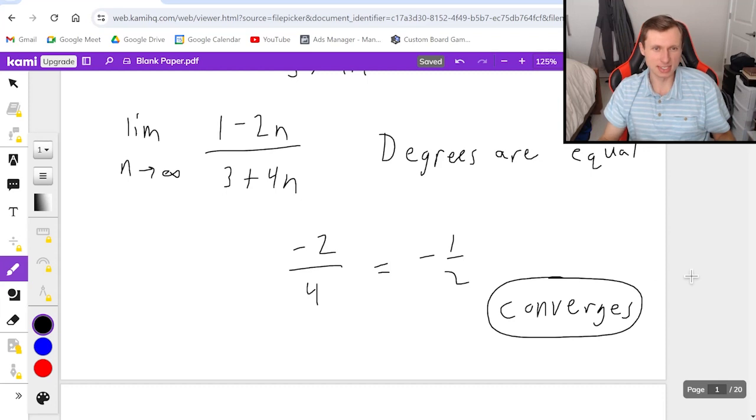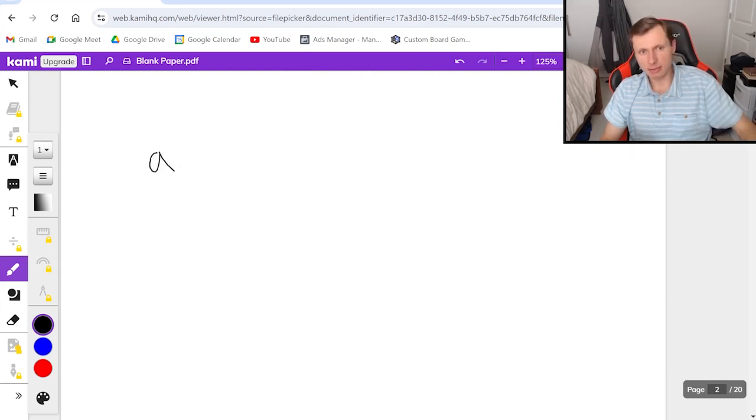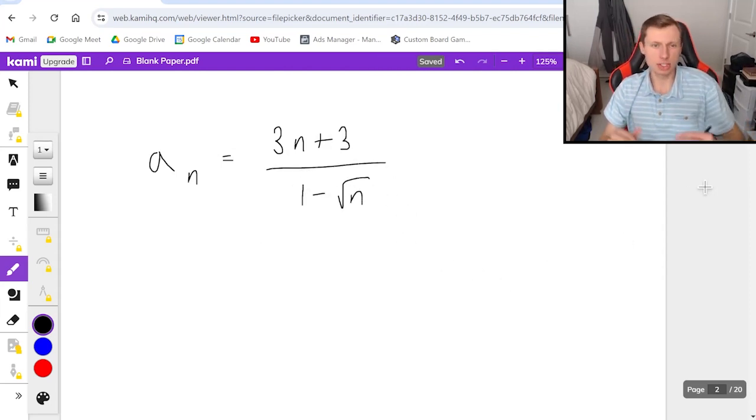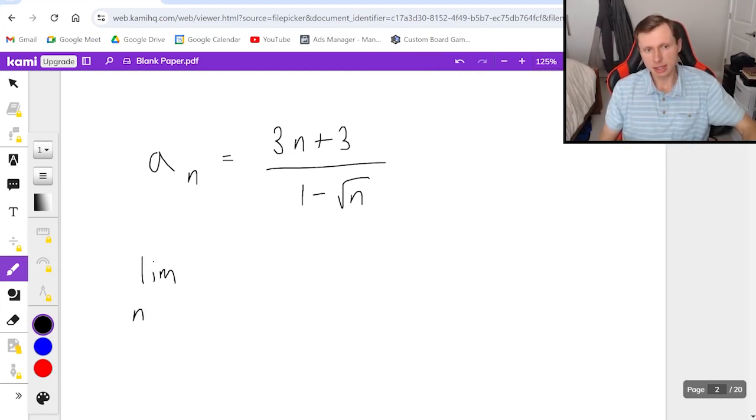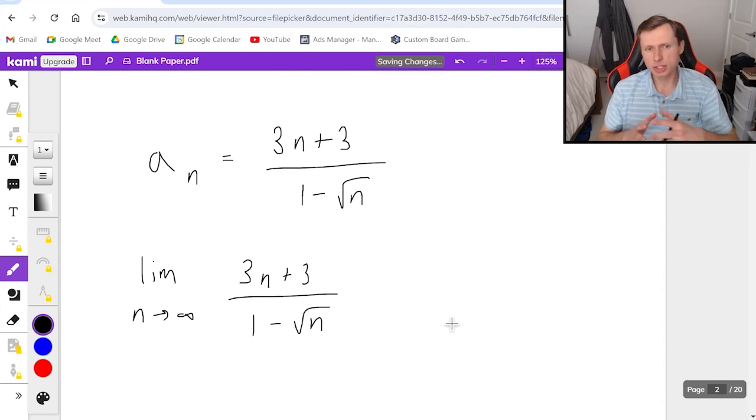This is still sequences. Okay, next one, I have a sub n equals 3n plus 3 over 1 minus root n. Go ahead, give this one a try now. Okay, so here's the solution. Take the limit as n goes to infinity, 3n plus 3 over 1 minus root n. There's a couple ways you can solve this. One way is by doing L'Hopital's rule, which will work. But I'm going to do another strategy.